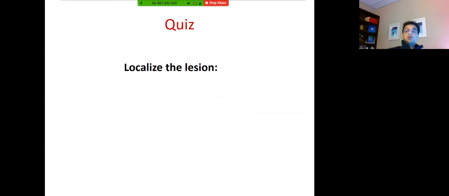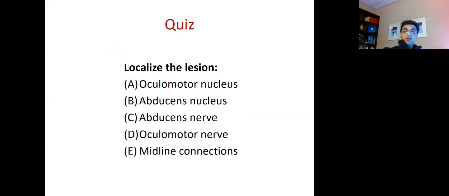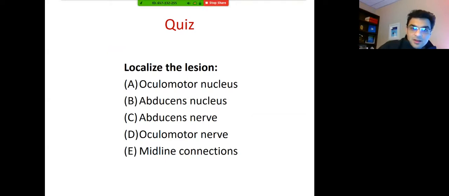Quiz. Localize: oculomotor nucleus, abducens nucleus, abducens nerve, oculomotor nerve, and midline connections. We have a poll, right? Can we hear? So the answer is midline connections.